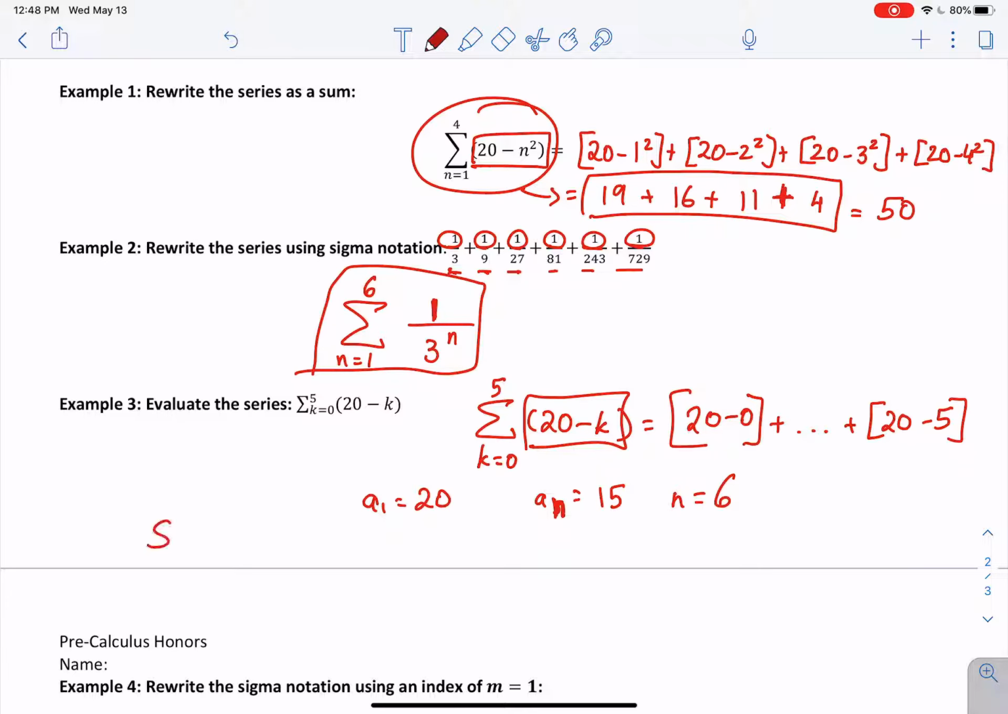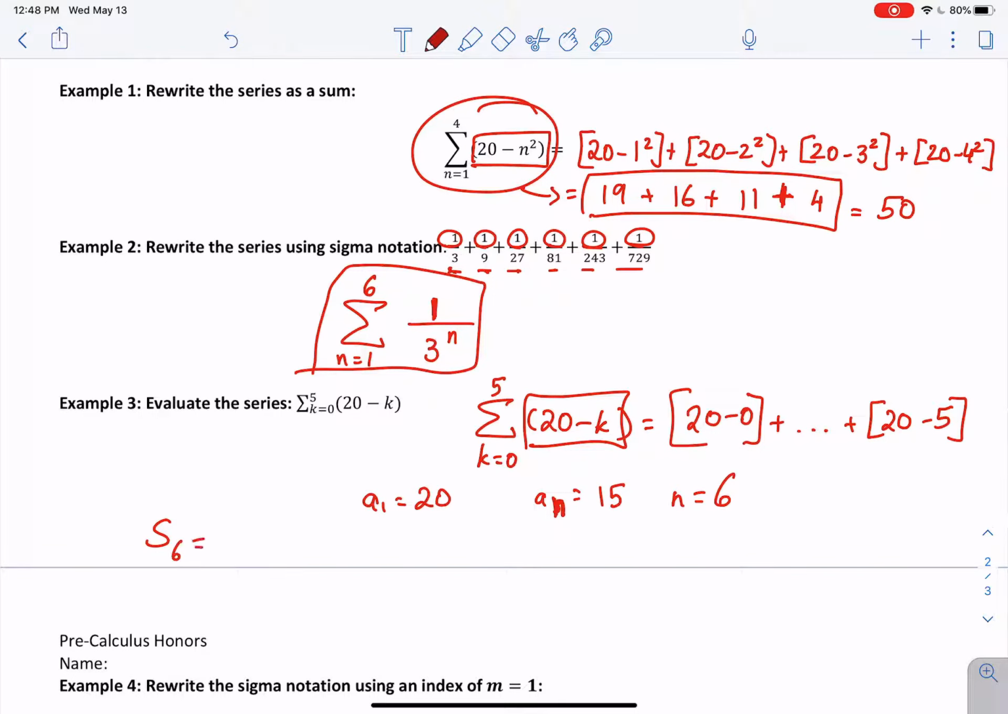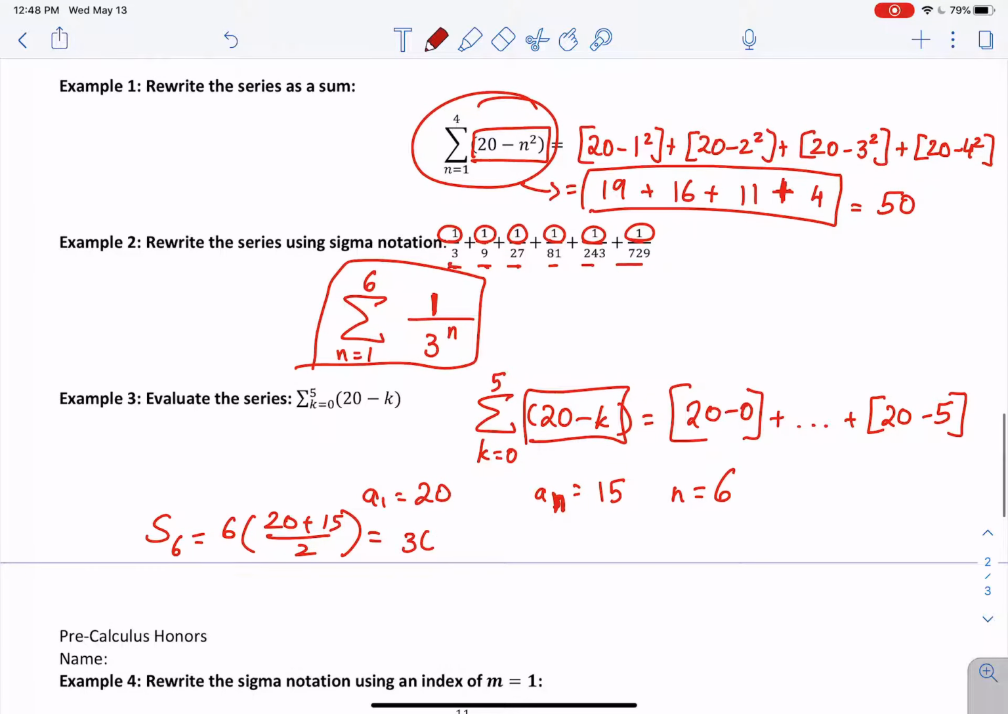So now I can plug all of this into my formula. So sum with 6 terms is 6 times 20 plus 15 divided by 2. Well, that's 3 times 35, which is 105.